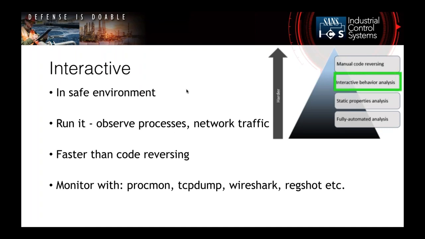So you're going to run the malware in an interactive behavioral analysis situation. And this is definitely much, much faster than code reversing. Now, you're interacting with the malware here, so you have to kind of coerce it. So running it and having an internet connection or faking an internet connection is going to be helpful in this situation to draw out what the malware is doing. Again, you're coercing the malware to show you what it wants to do.